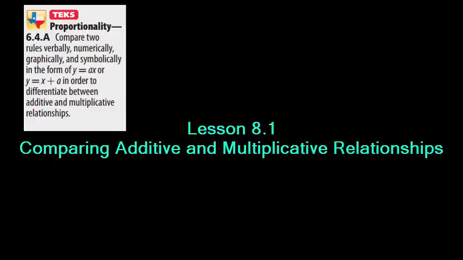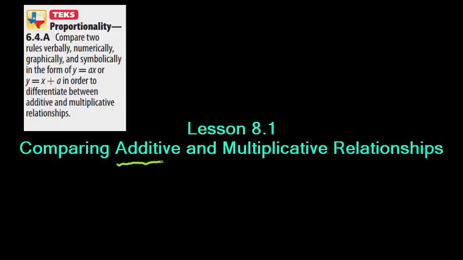What this basically means, for all intents and purposes, is that when you compare verbally, it just means when you come up with a rule, you're going to talk about it. Numerically means write a numerical expression. Graphically, graph it, and symbolically is put it into a table. So let's talk about the differences between an additive and a multiplicative relationship.